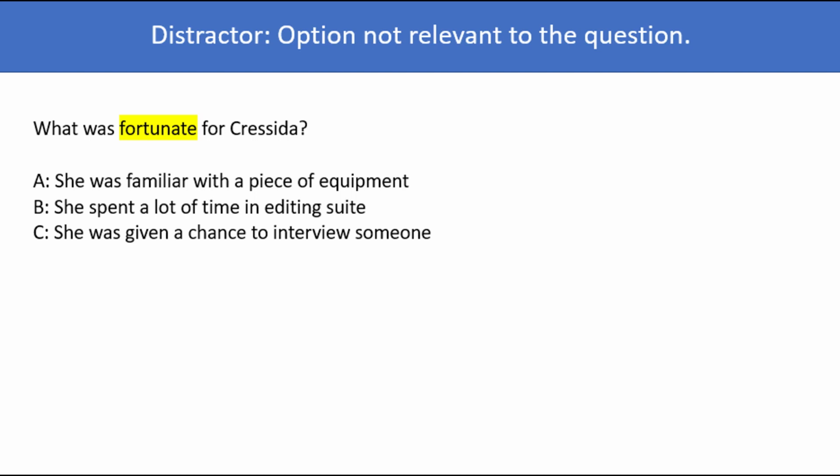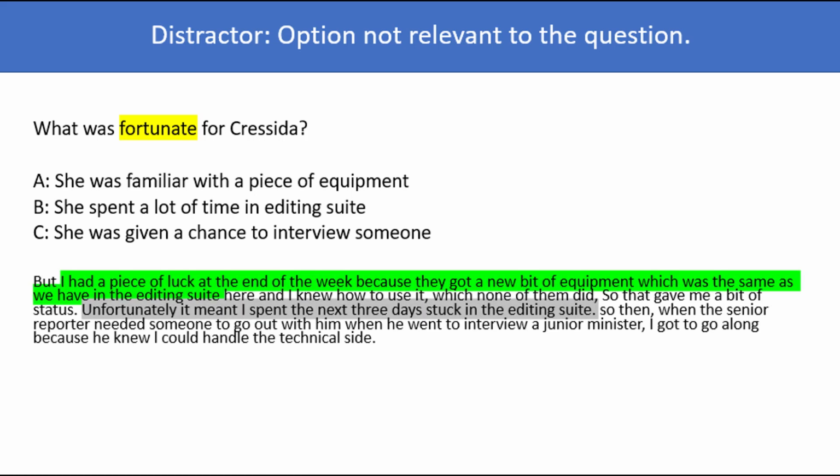The third type of distractor is once again an option that is mentioned in the audio. It is not false, but it's not relevant to the question. Look at option B. The girl in the audio says that she did spend a lot of time in the editing suite. The same thing has been mentioned in option B. No change. It's absolutely the same thing the speaker says.